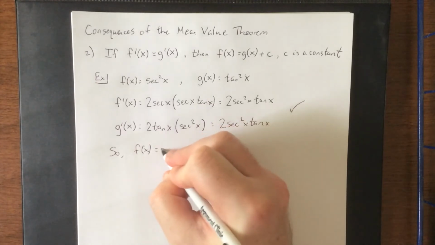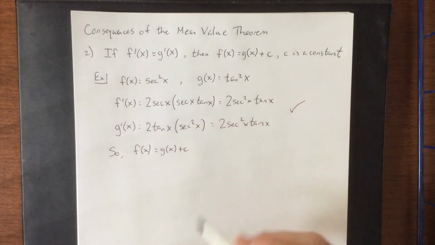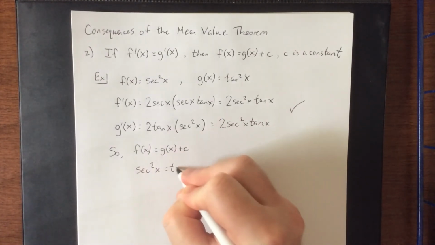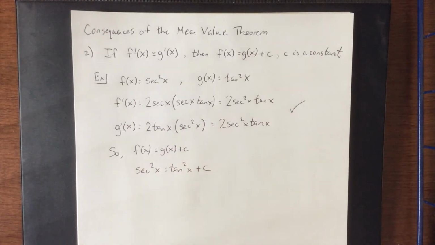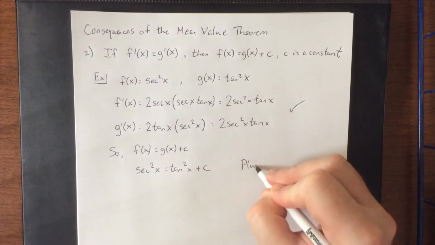Now with that in mind, that means f of x is equal to g of x plus some constant. Or, a little more specifically, that would be that the secant squared of x is equal to the tangent squared of x plus some constant. As we did in the last video, we can plug in any value of x to determine what that constant is equal to.